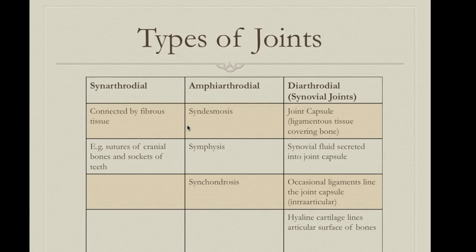A symphysis type of joint is separated by a fibrocartilage pad, and a good example would be the symphysis pubis, which is in your pelvis, and also the intervertebral disc in your spine. Finally, the synchondrosis type of amphiarthroidal joint is separated by hyaline cartilage and can be found in the costochondral joints that connect the ribs to the sternum.